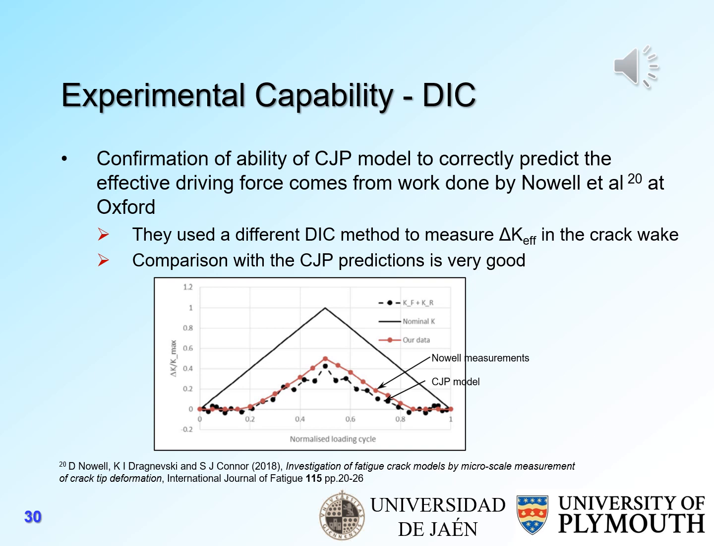Independent evidence that the CJP model appears to correctly predict the effective driving force comes from work done by Noel at Oxford, and his team used a different DIC method to measure delta K effective in the crack wake, and they compared their measurements with the predictions of the CJP model. And you can see here you've got Noel measurements in red and the CJP model in black, and they're very close. The CJP model appears to have a bit of a perturbation near the top end of the load cycle. Whether that's accurate or not, I'm unclear at the moment, but it is far more accurate than certainly Irwin.